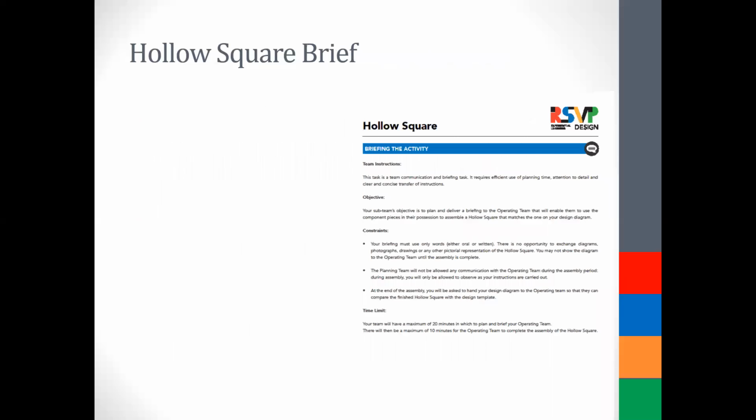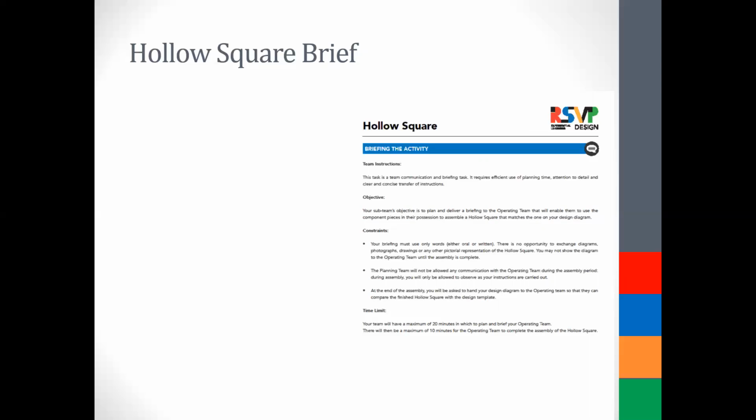So here is the brief. Again, just in case you can't read that, it might be a little bit small. The brief says, the task Hollow Square is a team communication and briefing task. It requires efficient use of planning time, attention to detail, and clear and concise transfer of instructions. So a lot of the things you just told me there were important in terms of good delegation.